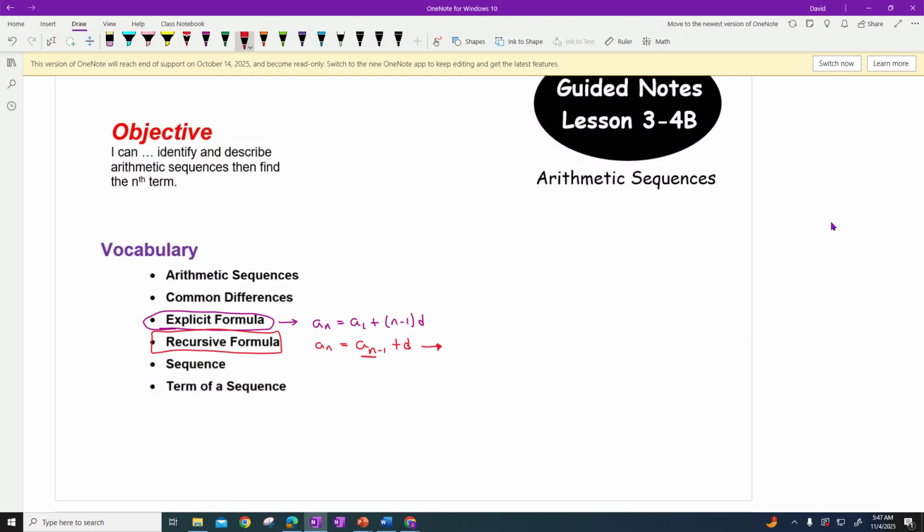This formula looks something like this, but you have to know this, a sub 1. They have to tell you what the first number is, and that's going to happen a lot today on your homework, where we have to figure out what the first number is. So let's just start with a simple one.